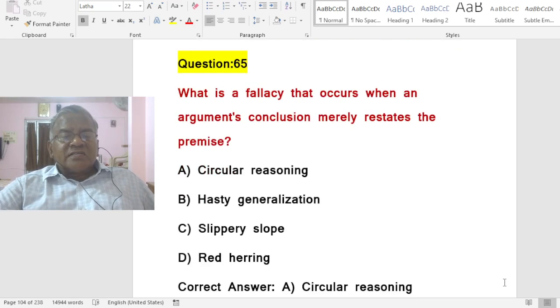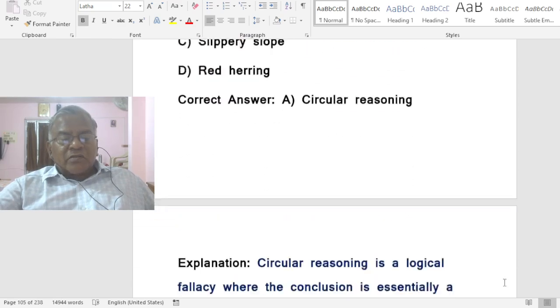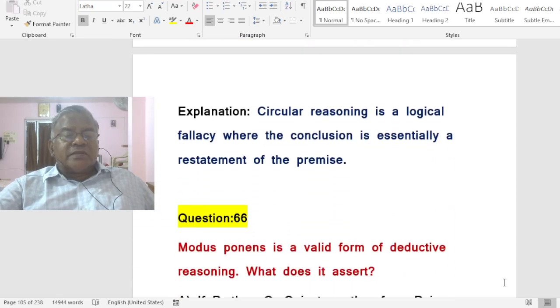What is a fallacy that occurs when an argument's conclusion merely restates the premise? We have already seen it: the ending becomes the beginning. That is circular reasoning. Circular reasoning is a logical fallacy where the conclusion is essentially a restatement of the premise.